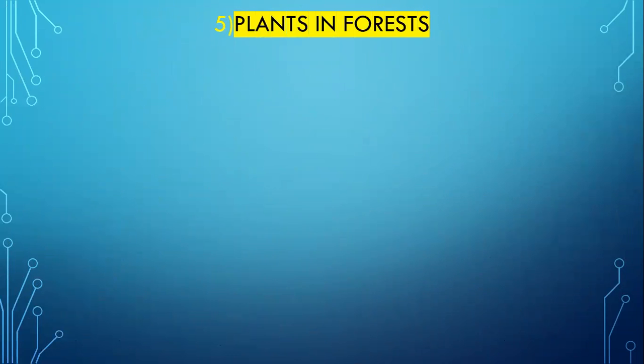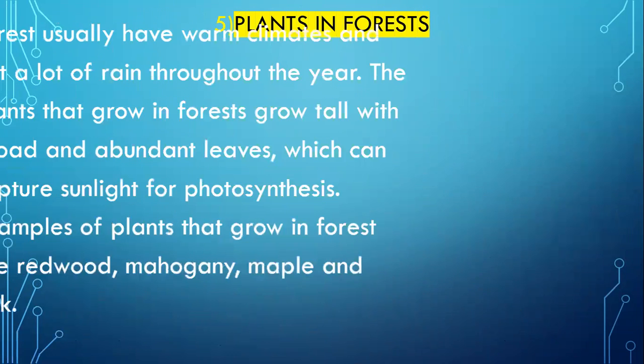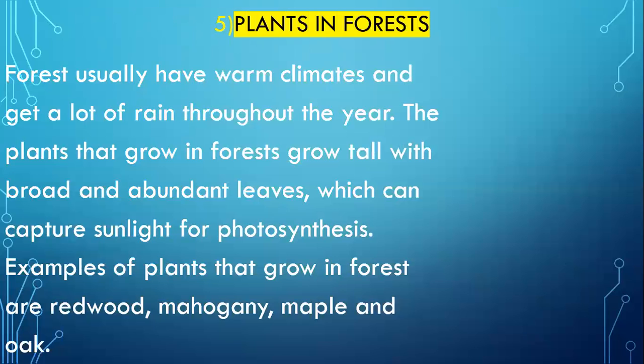So the next category is plants in forests. Forests usually have warm climates and get a lot of rain throughout the year. The plants that grow in forests grow tall with broad and abundant leaves. Abundant means many leaves, which can capture sunlight. If there are many leaves, they can easily capture sunlight, and that is essential for carrying out photosynthesis, which is very important for making food for the plants. Examples of such plants that grow in forests are redwood, mahogany, maple and oak.